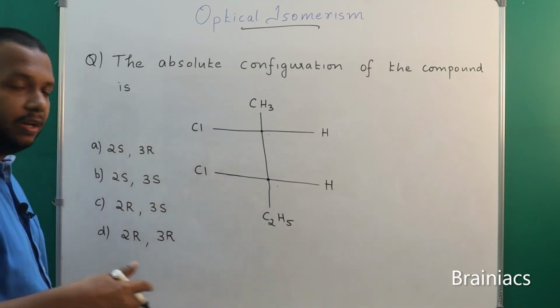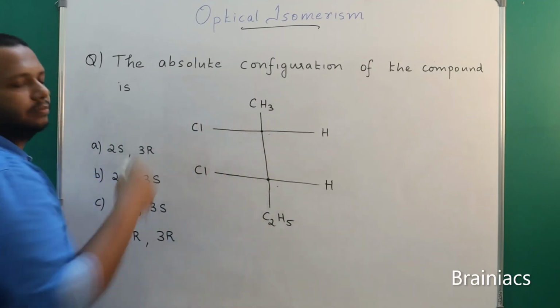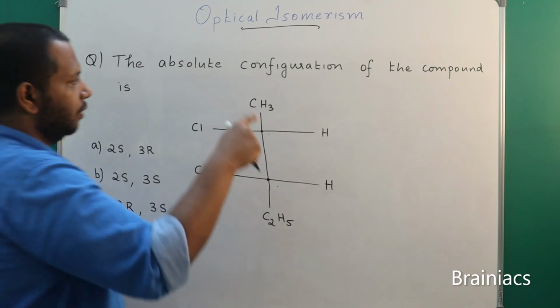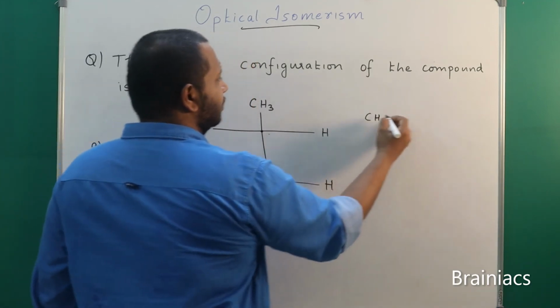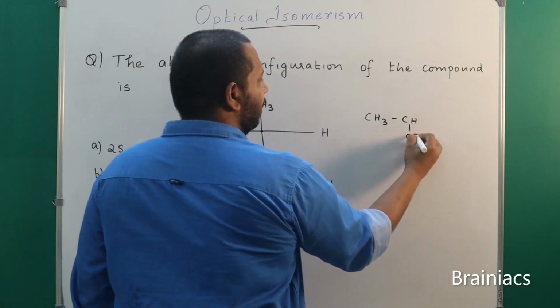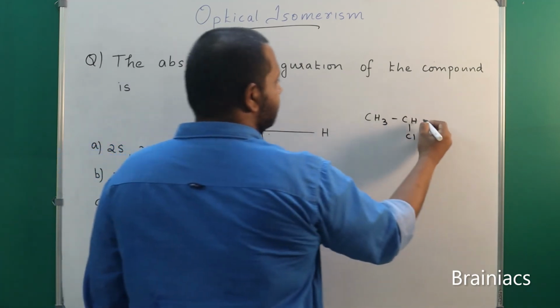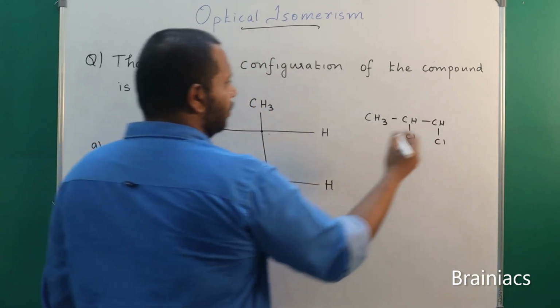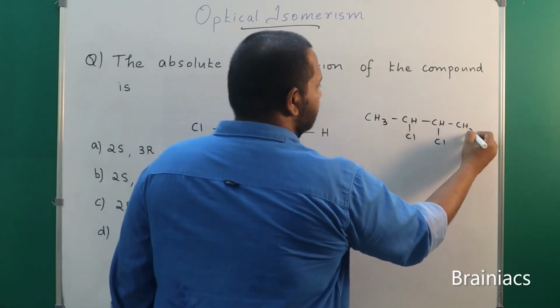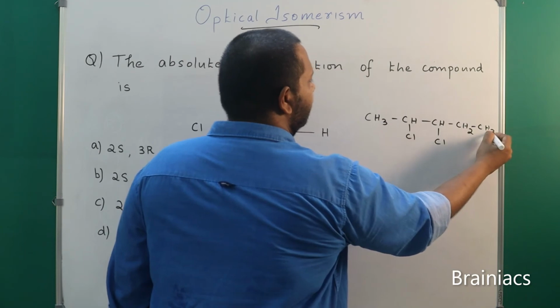But before that, we need to know which is 2 and 3 here. How can you do that? First of all, please draw this compound separately. CH3, this is CHCl, and you have one more CHCl, then you have CH2, CH3. This is the compound. Please see that.